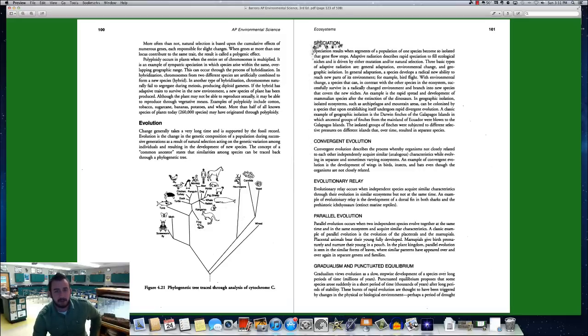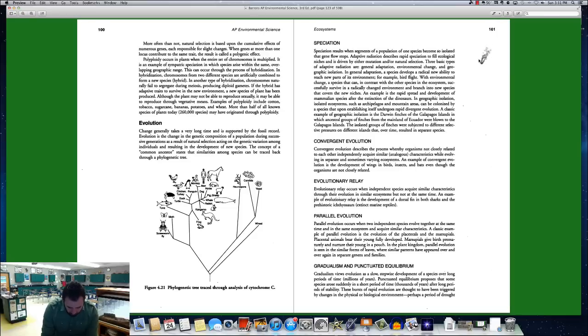Well, evolution does stimulate creation of new species, which we know as speciation. And speciation results when segments of a population in one species become so isolated that the gene flow stops. Adaptive radiation is described as rapid speciation to fill ecological niches, driven by either mutation or natural selection.